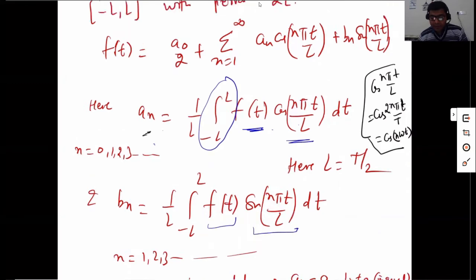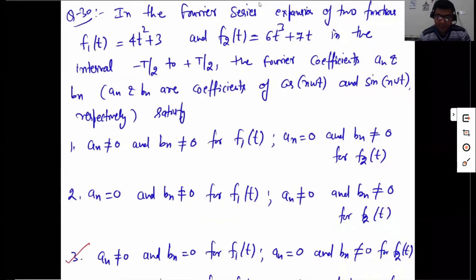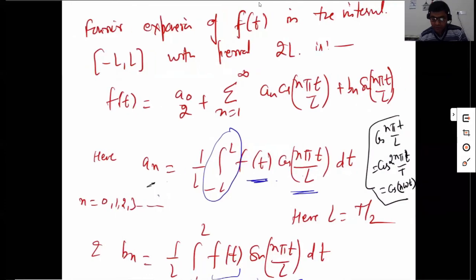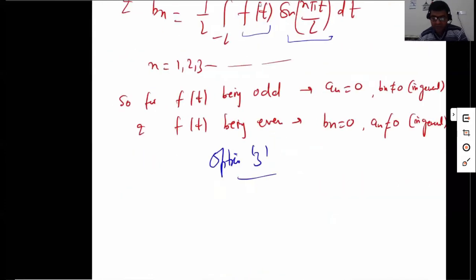So if you look carefully, our first function f1 is an even function, and f2 is an odd function. That means by the same logic, for the even function f1(t) we are going to get an as non-zero and bn as zero, while for f2(t), which is an odd function, we'll get bn to be non-zero and an to be zero. So the option which is matching with this condition is option 3.